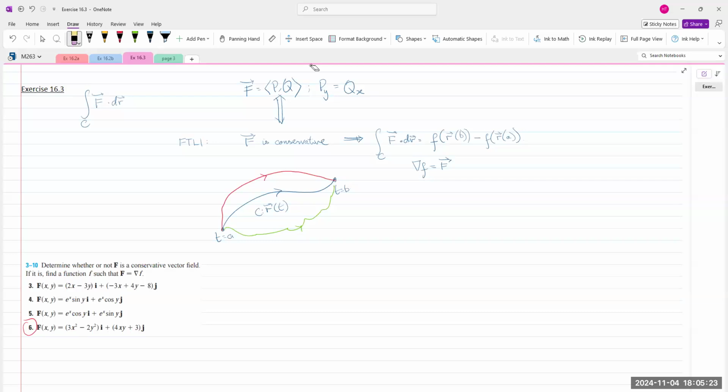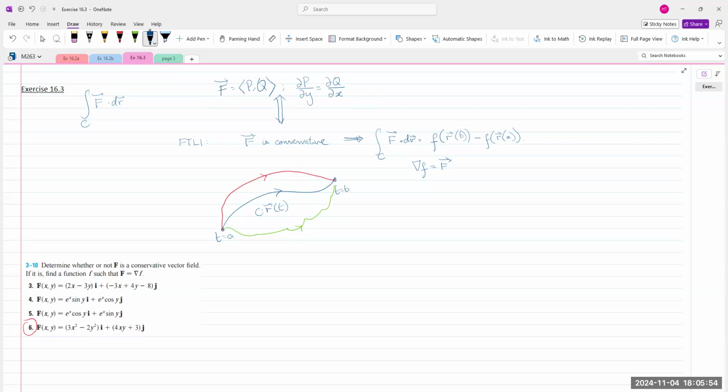You know what? I don't want you to misunderstand that as multiplication. So, dou P dou y equals dou Q dou x, and that is because of Clairaut's theorem. Then how do we find the potential function?